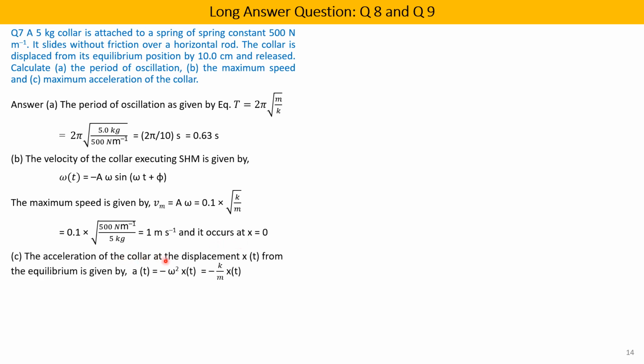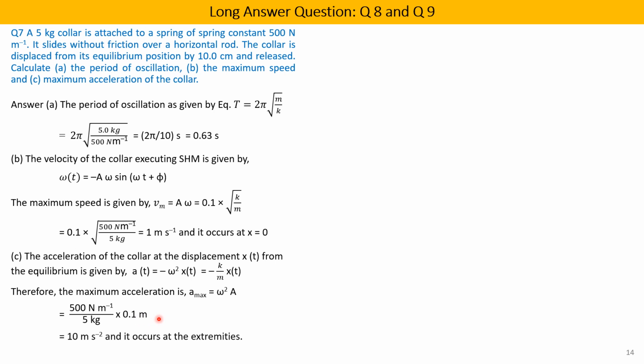The acceleration of the collar is given by the relation a of t equal to minus omega square into x of t, where omega is square root of k by m, that is equal to minus k by m into x of t. So substituting the values of k and m and a displacement of 0.1 meter, a maximum is omega square into A, and we get it as 10 meters per second square, and it occurs at the extremities.